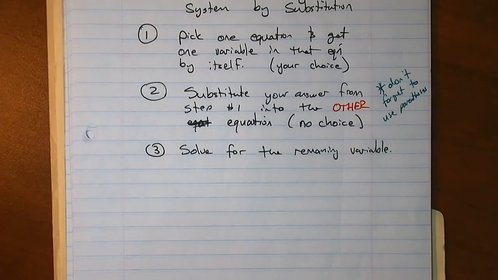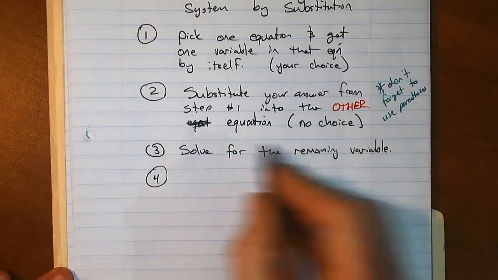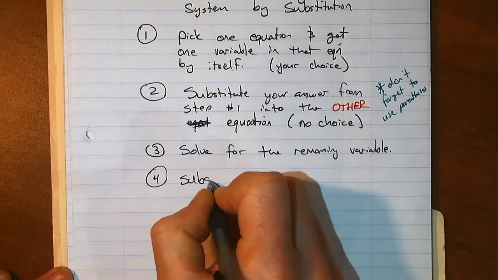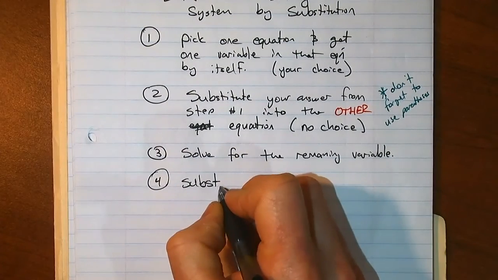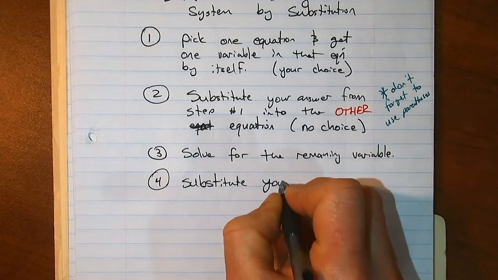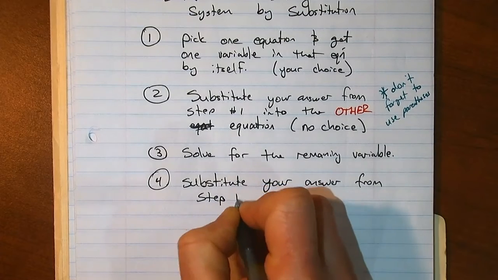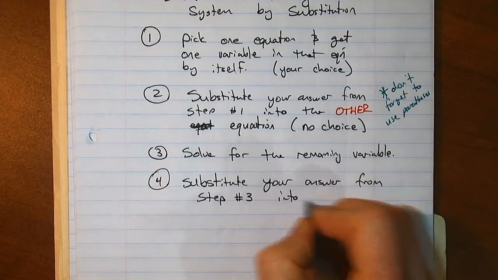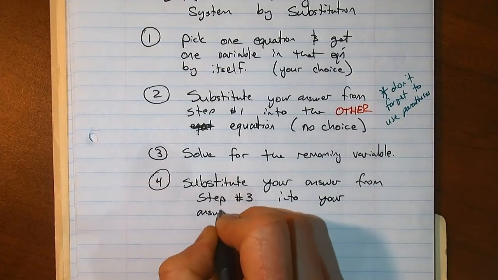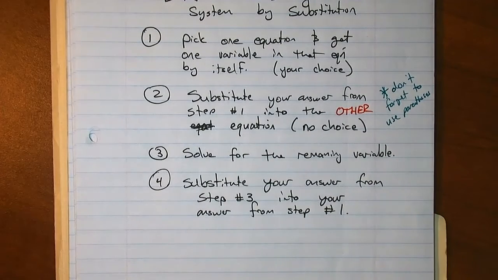Okay. Now, once we do that, number 4, take that answer. This is your second substitution. So that's why I say some people would call this double substitution or repeated substitution. Substitute your answer from step number 3 into your answer from step number 1. Okay, substitute your answer from step number 3 into your answer from step number 1.